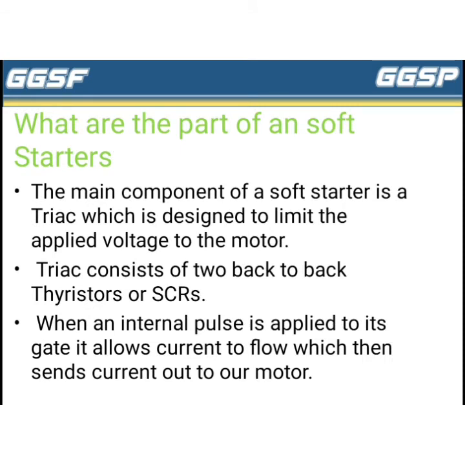What are the parts of a soft starter? The main component of a soft starter is a triac, which is designed to limit the applied voltage to the motor. A triac consists of two back-to-back thyristors or SCRs. When a pulse is applied to its gate, it allows current to flow, which then sends current out to the motor.